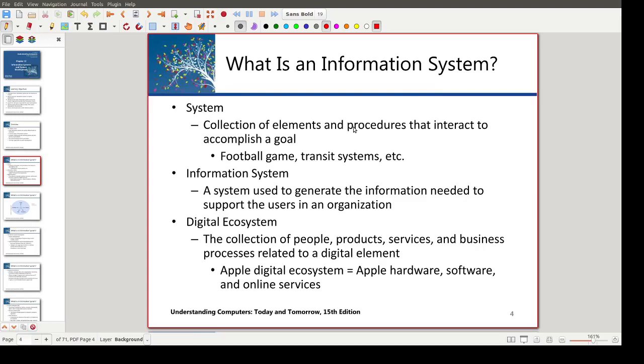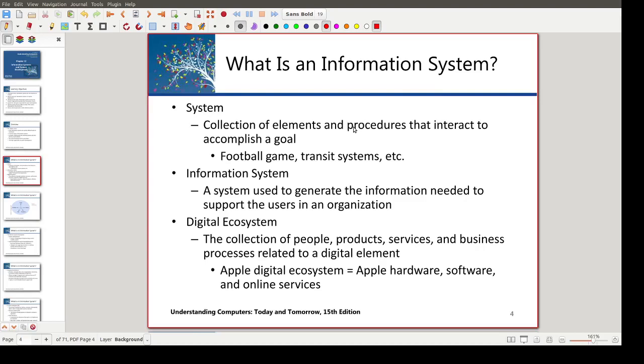For a specific system that is an information system, it is a system that works towards a goal. So what is a goal in this case? A system used to generate the information needed to support the users in an organization. So there is an organization that runs this information system, and this information system is used to generate the information needed to support the users in this organization.